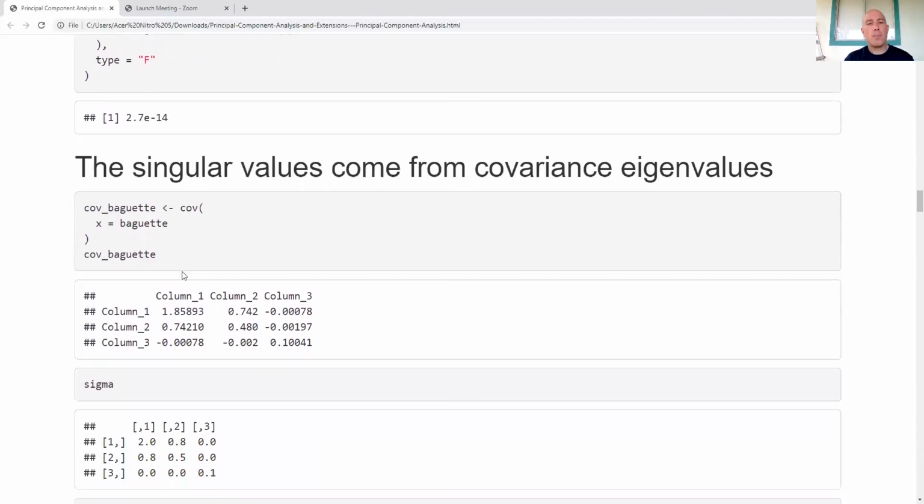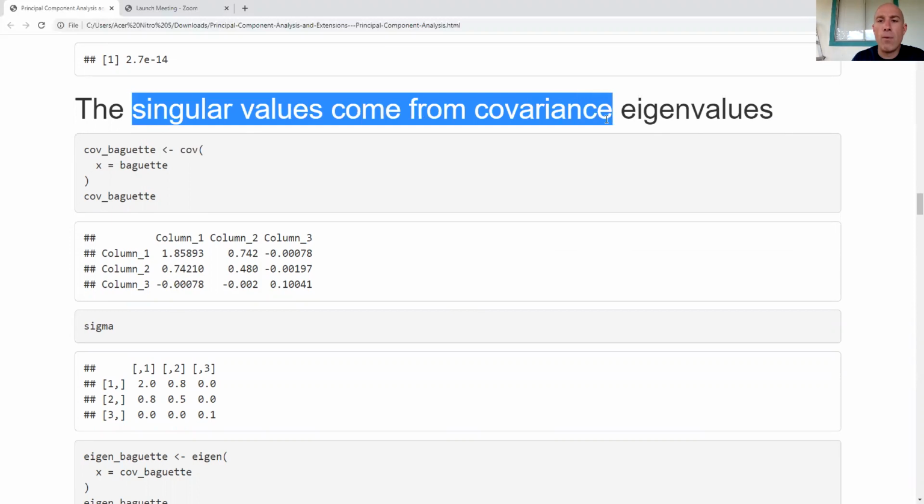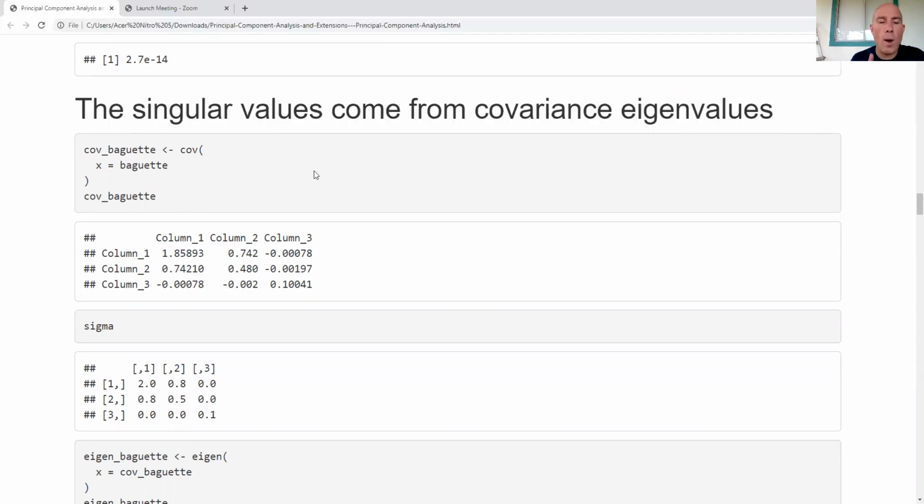All right, so now there are 2 ways to compute principal components. One is using singular values and one is using eigenvalues of a covariance matrix. Here I want to pull out the connection between the singular values and the covariance eigenvalues. I want to demonstrate that eigenvalues and singular values are related but different. So I'm going to take the covariance of my data set.